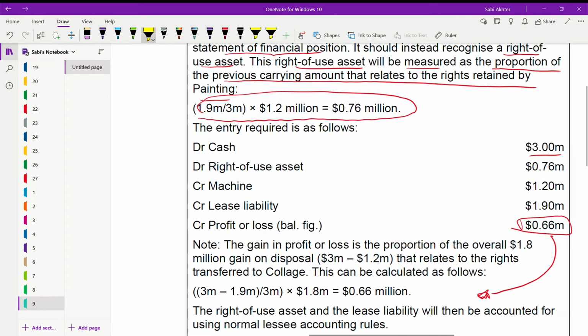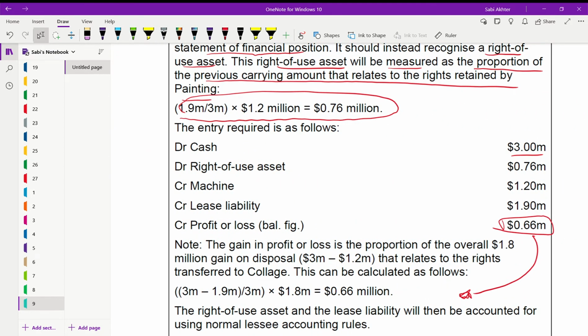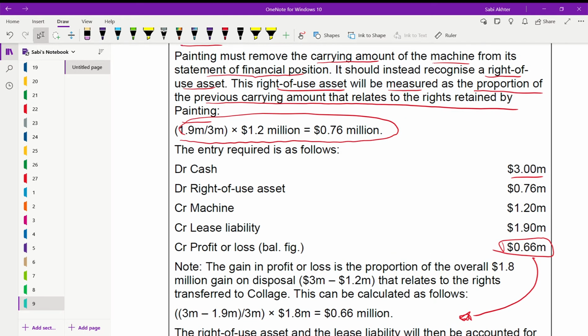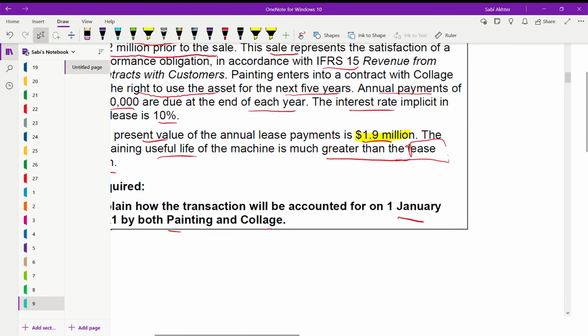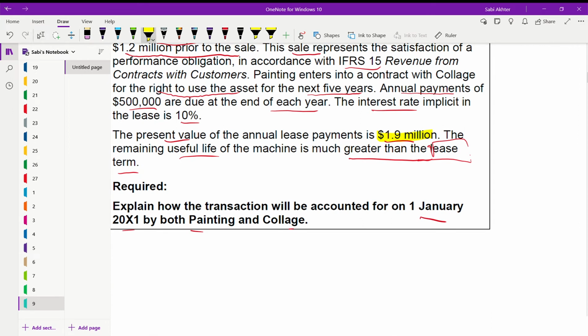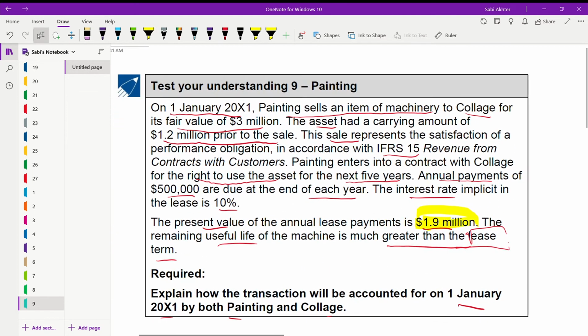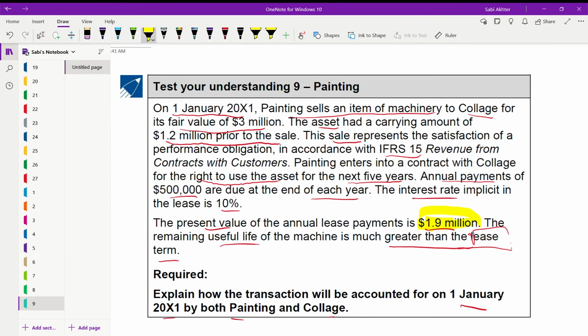So now we need to work out two things. One is the profit and loss. The other one is the right of use asset, 0.76. Remember this fraction: 1.9 divided by 3. Why 1.9? This is the lease payment, which means the right of use asset also will be this 1.9. Divide by 3 million because you have sold it for 3 million. Out of this, 1.9, this is the fair value.